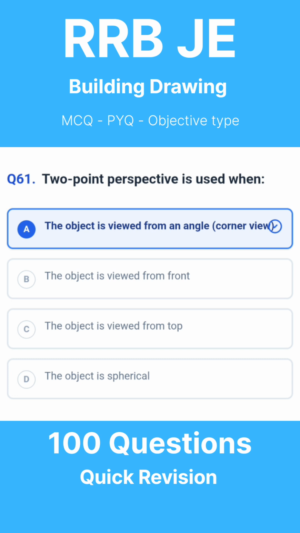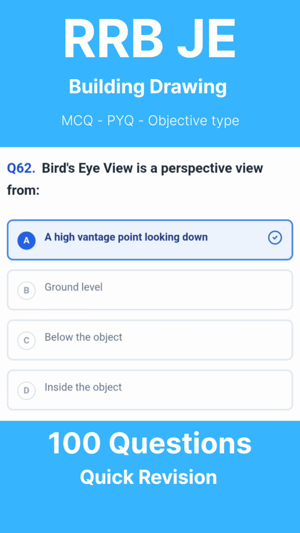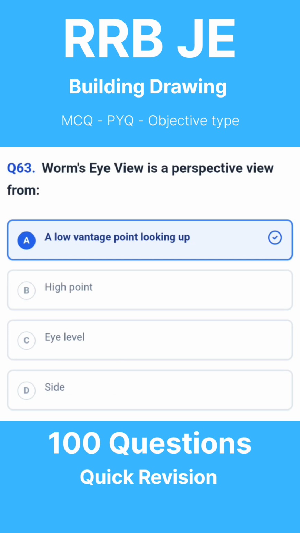Question 61. Two-point perspective is used when ___. The correct answer is the object is viewed from an angle (corner view). Question 62. Bird's eye view is a perspective view from ___. The correct answer is a high vantage point looking down. Question 63. Worm's eye view is a perspective view from ___. The correct answer is a low vantage point looking up.